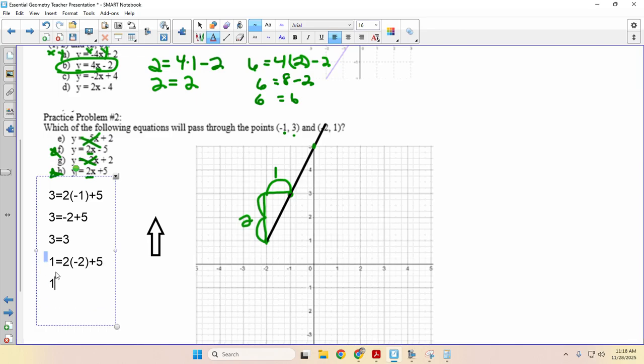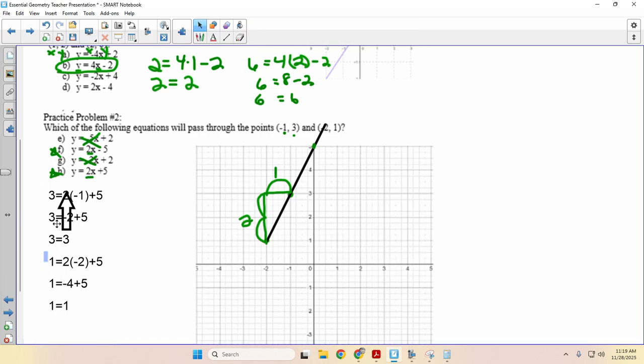So 2 times -2 is -4. And -4 plus 5 is 1. So I get 2 true statements here. When I plug this point into my equation, I get a true statement. When I plug this point into my equation, I also get a true statement. So that way I know that these 2 points are on this line.